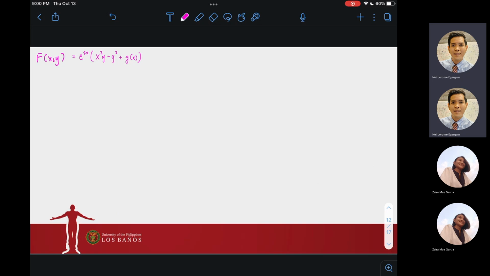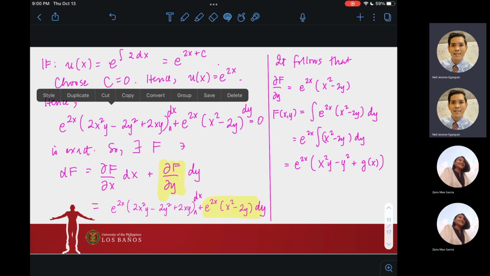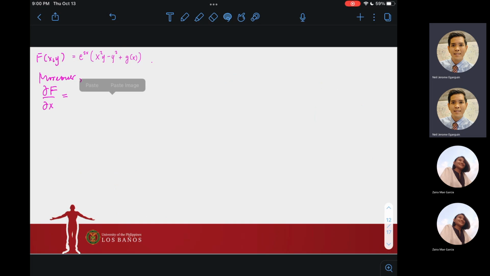So equal siya diyan. Tapos, ano pa yung isa nating alam, yung hindi pa natin nagagamit? Moreover, we know that the partial of f with respect to x must be equal to this guy. Ito yung isinuko ko kanina pag i-integrate, right? Kasi nakita ko, mas madali kung with respect to y ako mag-integrate. Okay? So, ito yung nakita natin.